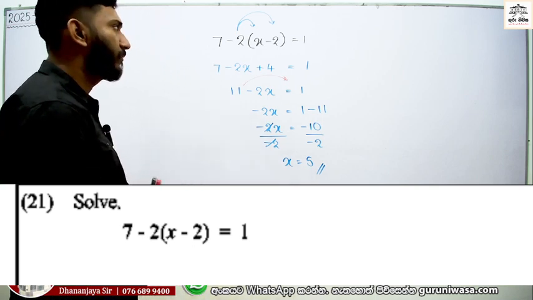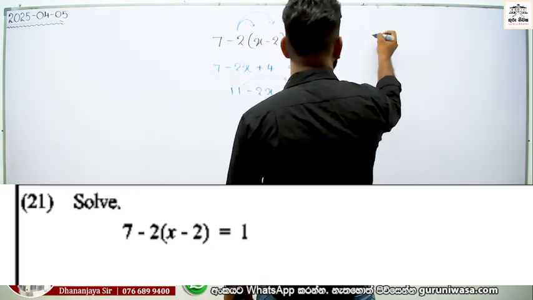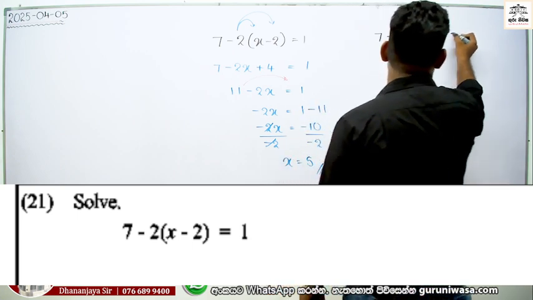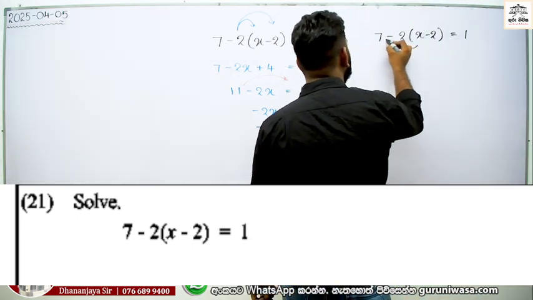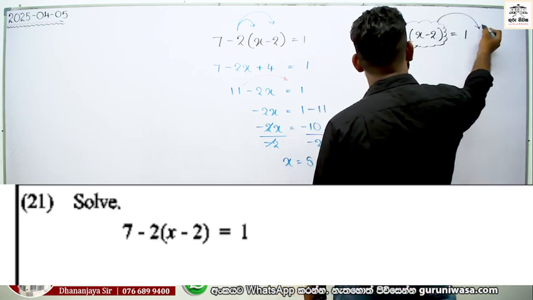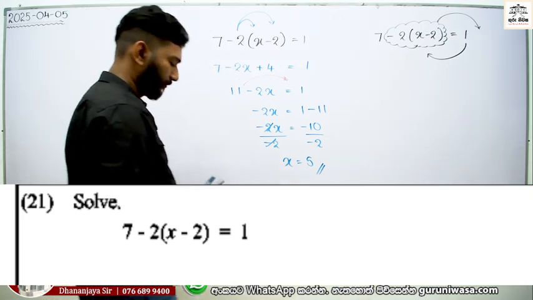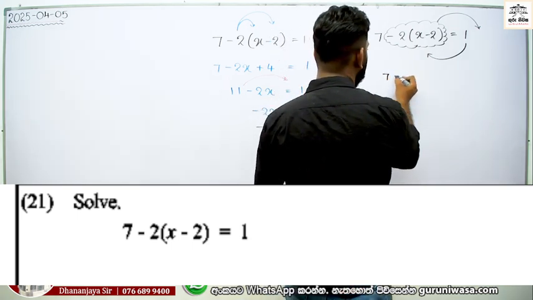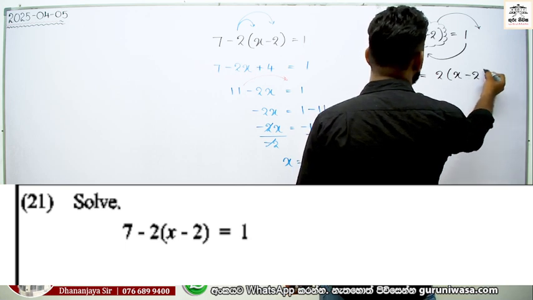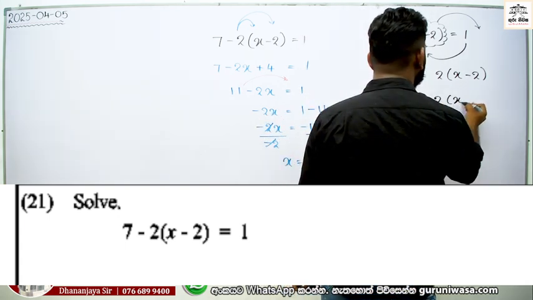That is one method. Right? The next method can be done like this. 7 minus 2 times x minus 2 equals 1. Because this was a negative, we move it to this side, and plus 1 becomes minus 1 on the right hand side. Let's see what happens. Look at this. 7 minus 1 equals, now this becomes plus, 2 times x minus 2. Now 7 minus 1 becomes 6, equals 2 times x minus 2.